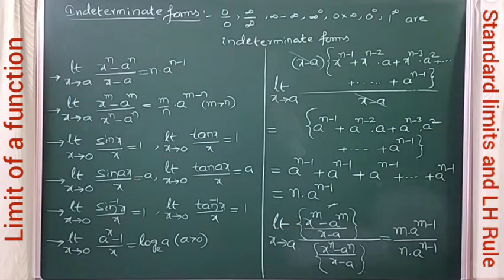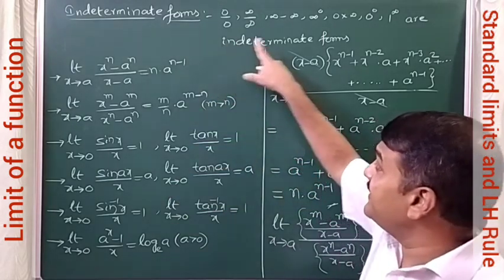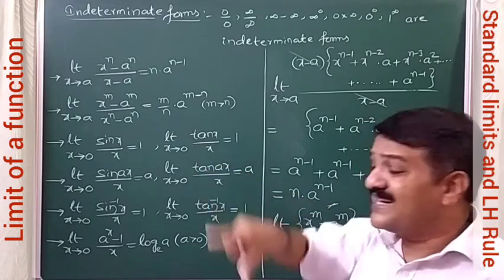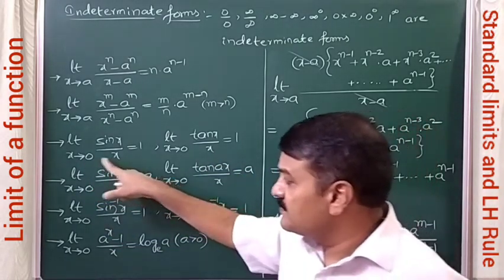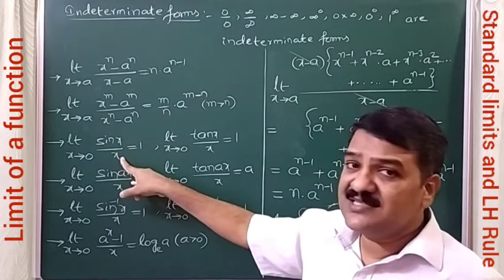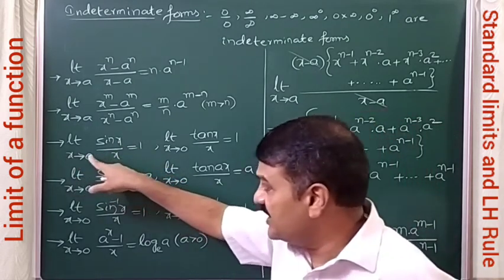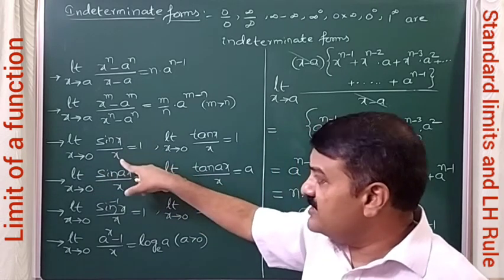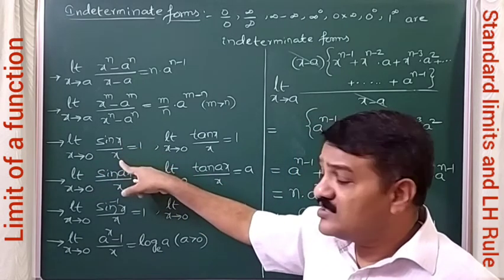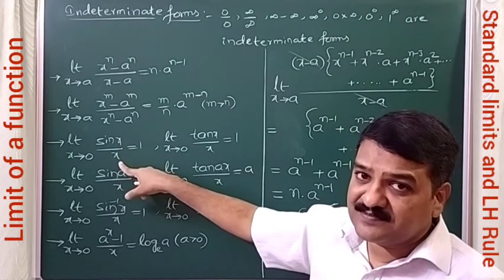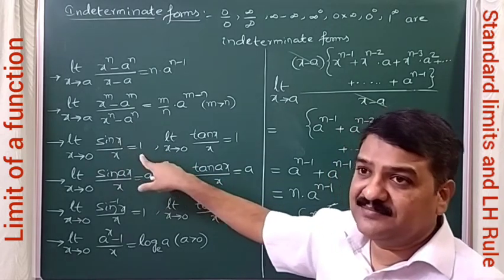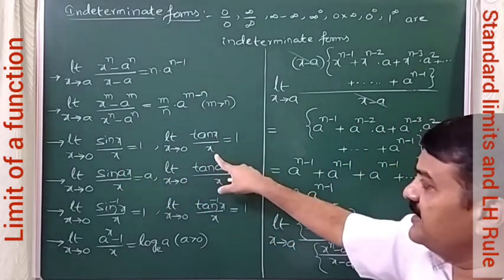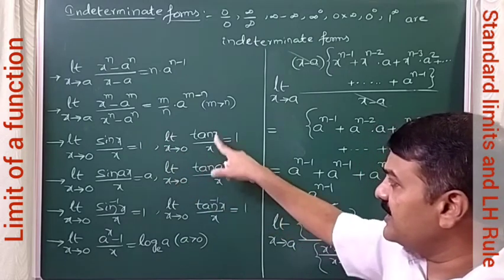So using the standard limits or remembering the standard limits is very important, because whenever you are getting an indeterminate form, you can use the standard limits. See, directly, for example, if you take this one, directly you cannot substitute x as 0, because when you are substituting x as 0, you get sin 0 by 0. Sin 0 by 0 means 0 by 0 indeterminate form. But if you know the value of the standard limit, you can use that. Like that, tan x by x, when you are applying limit x tends to 0, tan x by x, that is 1.